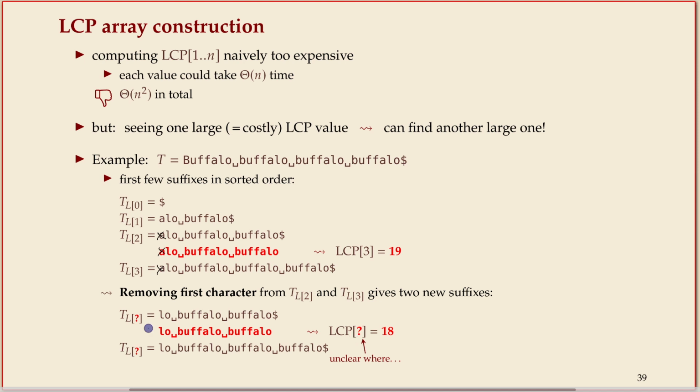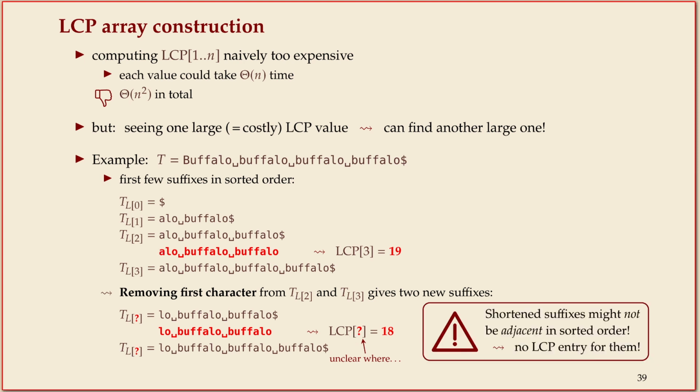And what's more, it may not be that these are adjacent, and then they don't actually have an entry. There might not be an 18 anywhere in the LCP array because these two are not adjacent in sorted order. That's the slight caveat. But otherwise, this is the key idea.